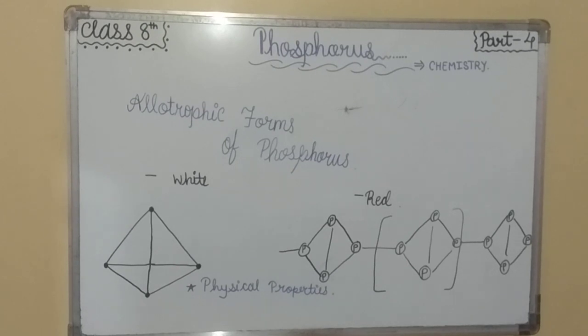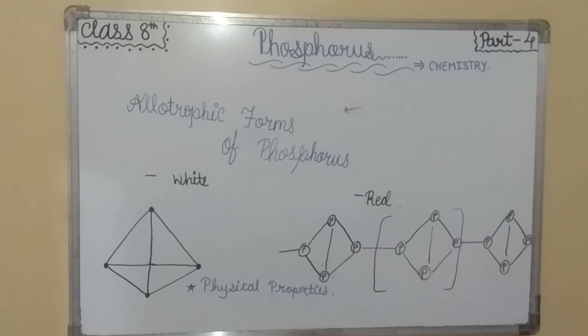Property 5 is in air. White phosphorus burns to emit light, and red phosphorus does not. The sixth property is physiological. White phosphorus is poisonous and red phosphorus is non-poisonous. And the last one is atomicity. White phosphorus has 4 atoms in one molecule, and red phosphorus exists as a chain of P4 molecules.